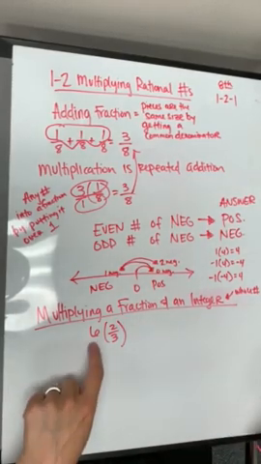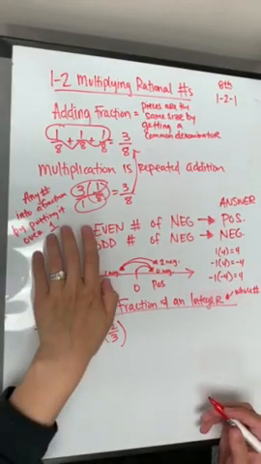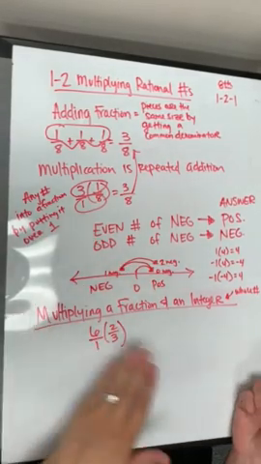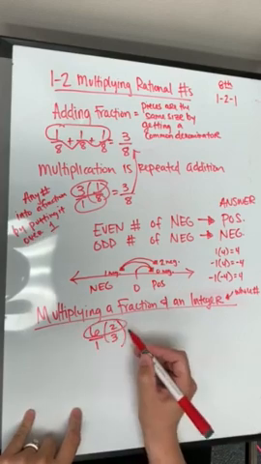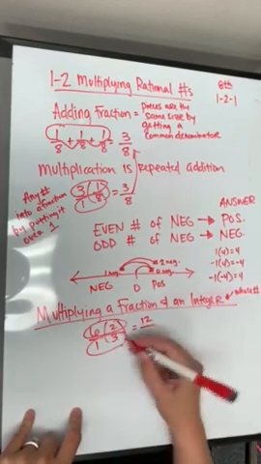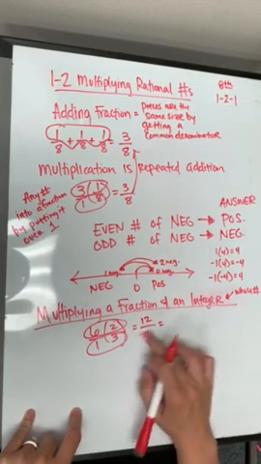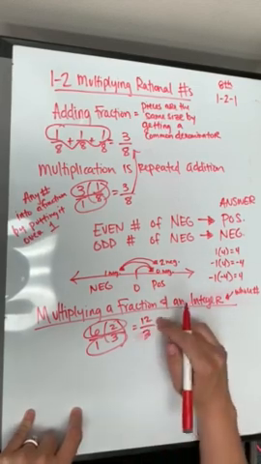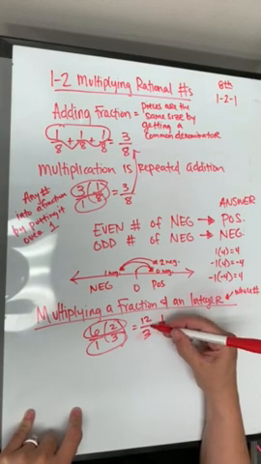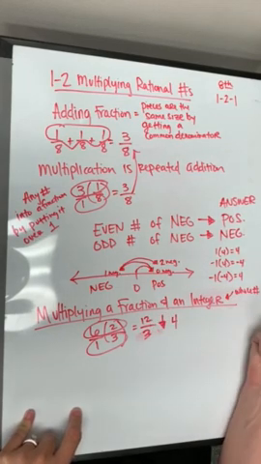I can turn this 6 into a fraction just like I did up here. I can turn any number into a fraction just by putting it over 1. From here, I go straight across the top, straight across the bottom. 6 times 2 is 12. 1 times 3 is 3. My answer when I reduce it, because it is just a division problem, 12 divided by 3 is 4.